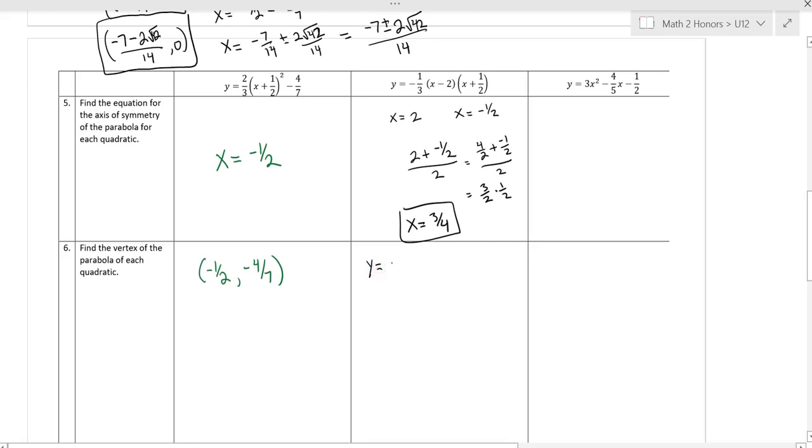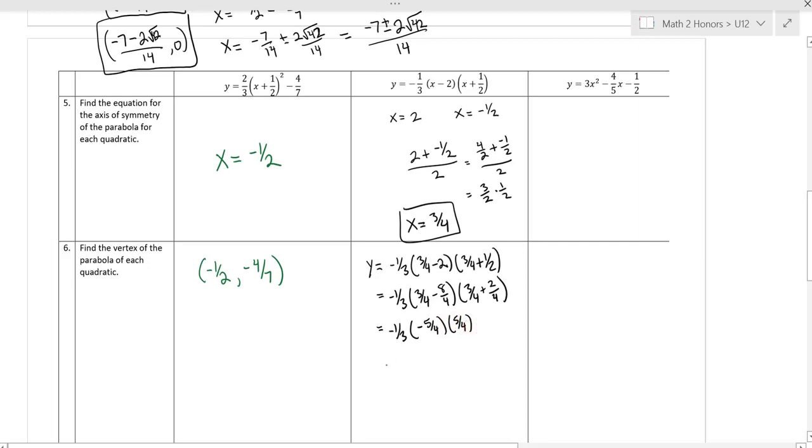And so we get negative 1/3, 3/4 minus 2, and 3/4 plus a half. Keep working through that. I'm going to get a common denominator, so that's going to be 8 over 4, and here it's going to be 2 over 4. And we get negative 1/3, negative 5/4, positive 5/4.